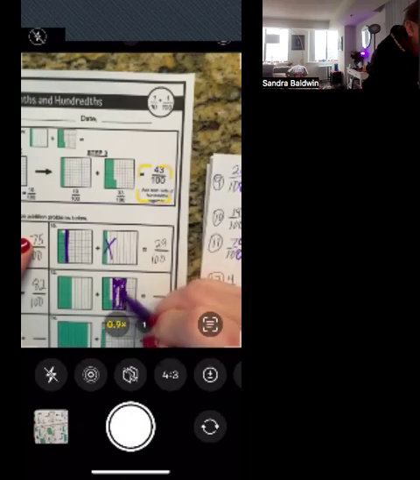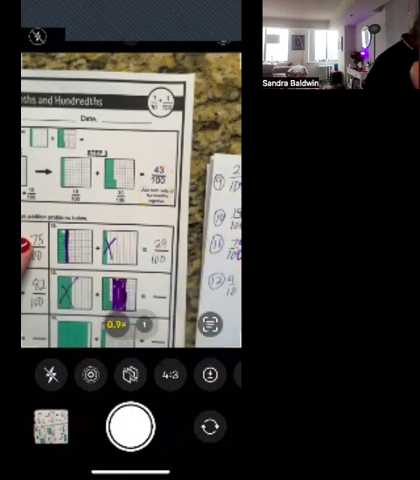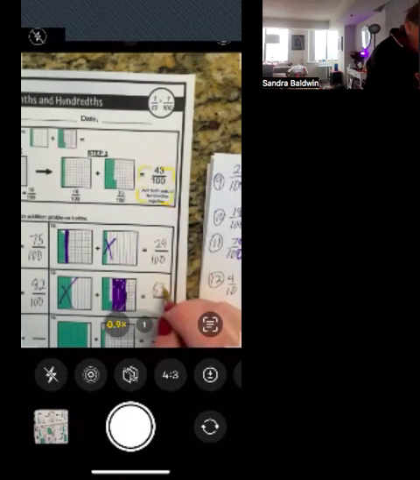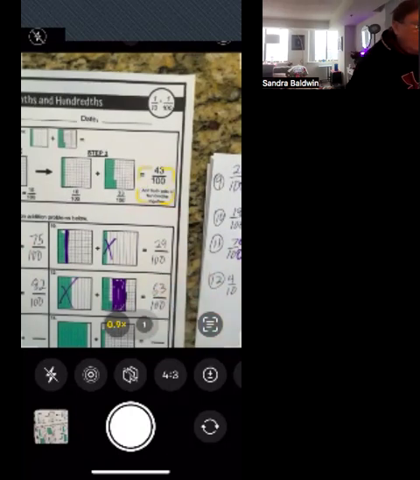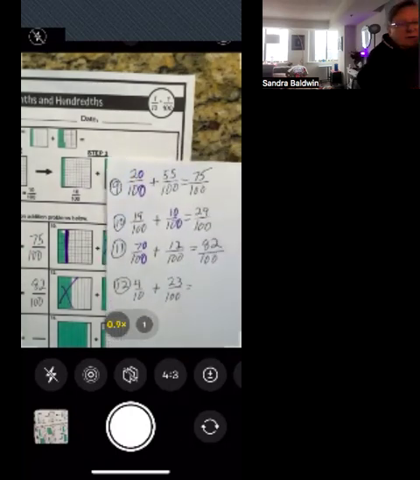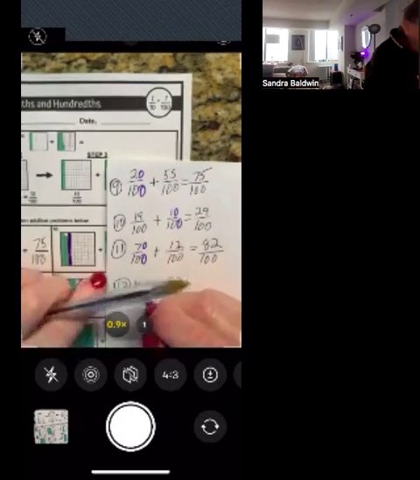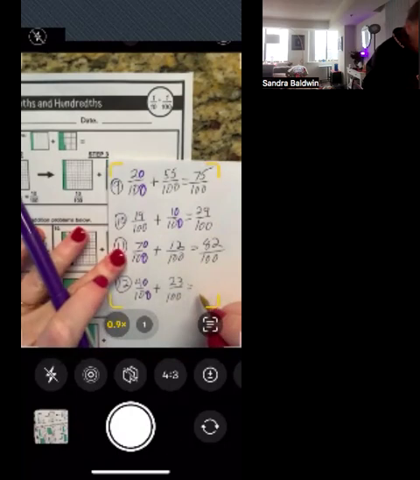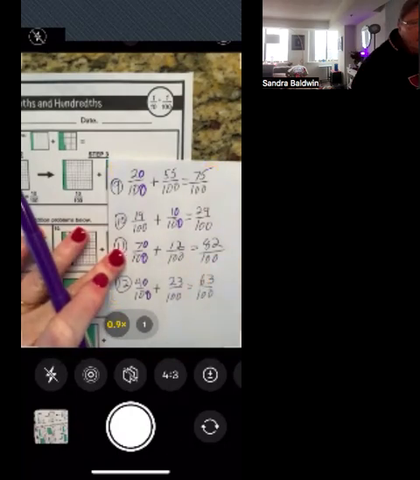Oop, went out of line. All right, and then when I add all those squares up, I see that I have 63 out of 100 squares colored in. So on my equation for that problem, I need to show that my 4/10 became 40 hundredths. And then I could add the numerators and get 63 hundredths.